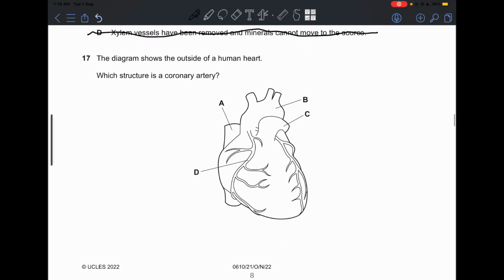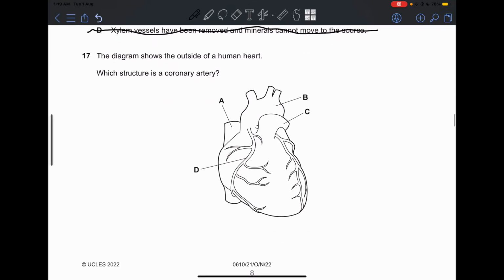17. The diagram shows the outside of a human heart. Which structure is the coronary artery? Of course, it's going to be D.